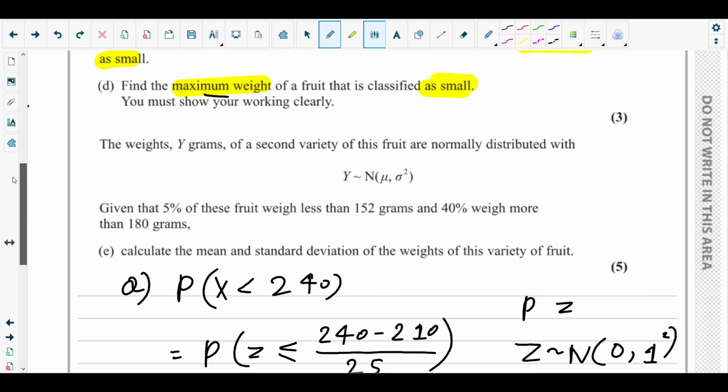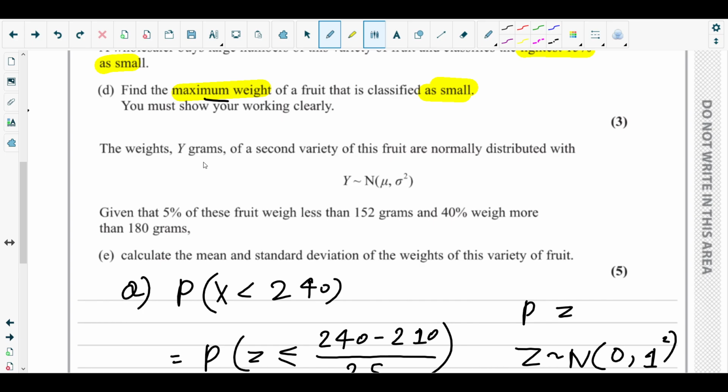Okay, so the weights y grams of a second variety of these fruit are normally distributed, with y distributed normally with mean mu and variance sigma squared. Okay, so it's given there.